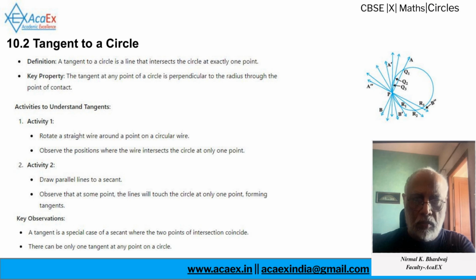Tangent to a circle. A tangent is a line that intersects a circle at precisely one point. A key property to remember is that the tangent at any point on a circle is perpendicular to the radius at that point of contact. Key observations about tangents include: a tangent is a special case of a secant, where the two intersection points coincide. There can be only one tangent at any given point on a circle.